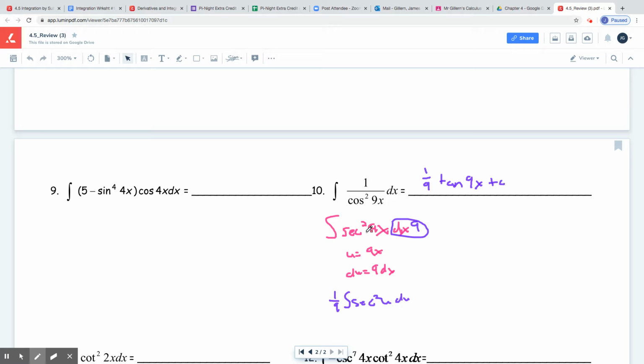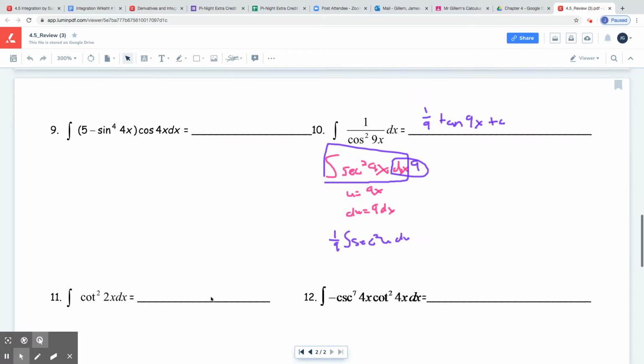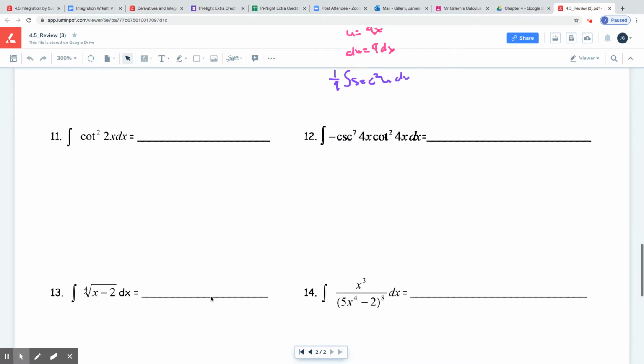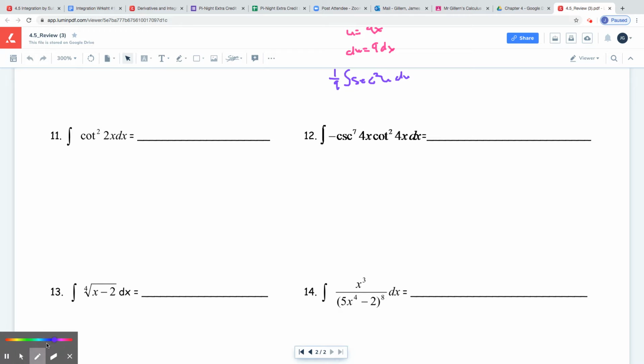The reason I rushed through that one is because once you get to this point here where I rewrote it, it's the same problem as number 4. It's the same exact problem as number 4. You just have to realize that reciprocal, you could change that. Like I said, we are not going to do 11.